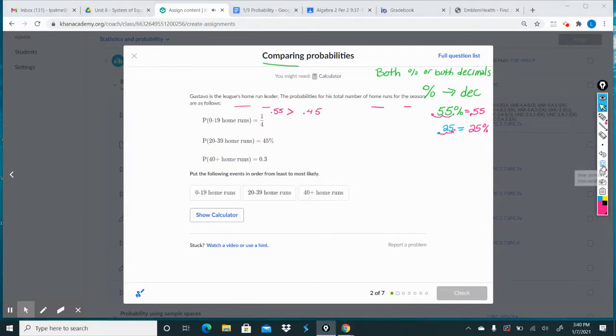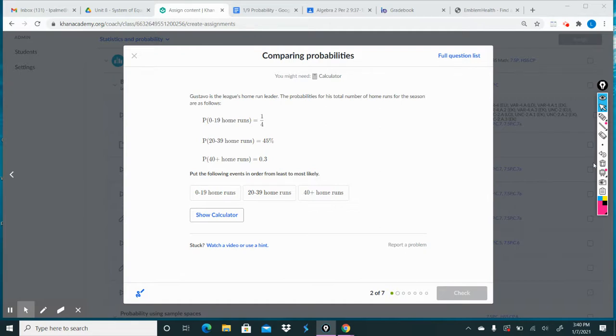We can try one more example here. Gustavo is the league's home run leader. The probabilities of his total number of home runs for the season are as follows. Probability of 0 to 19 home runs is 1 out of 4. Probability of 28 to 39 home runs is 45%. And probability of 40 plus home runs is 0.3. Put the following events in order from least to most likely.